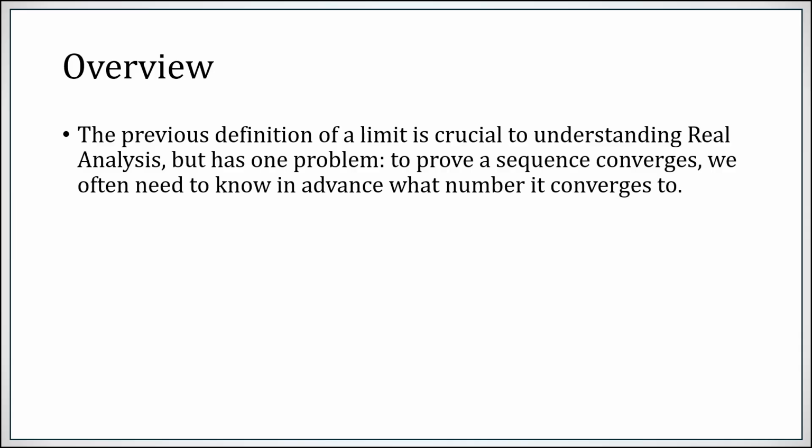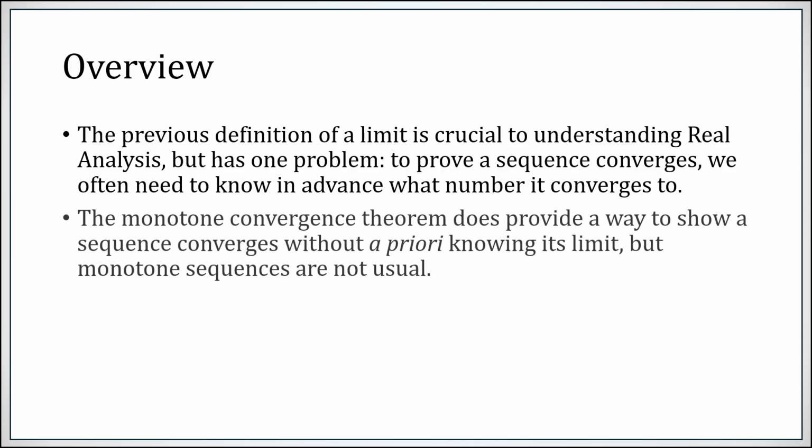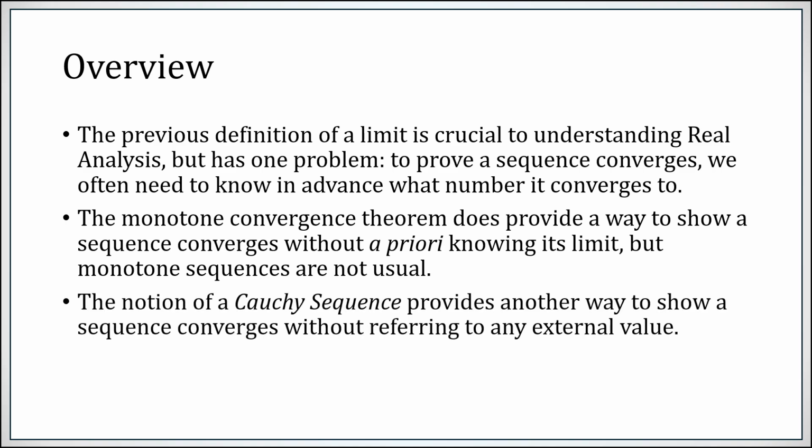So the previous working definition of a limit of a sequence, absolutely crucial to understanding real analysis, but there's kind of a central problem. To prove a sequence converges, through that definition, you generally need to know in advance what you want to show it converges to. The monotone convergence theorem does give us a way to show a sequence converges without a priori knowing what the limit is, but monotone sequences are not the usual situation. So the notion of a Cauchy sequence provides another way to show a sequence converges, but you do not need to know in advance what the limit should be.